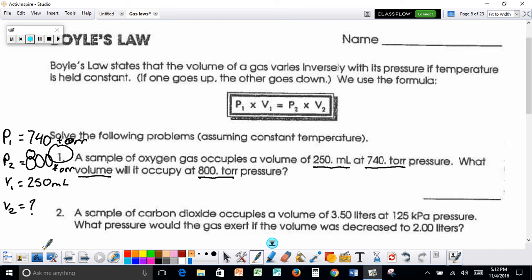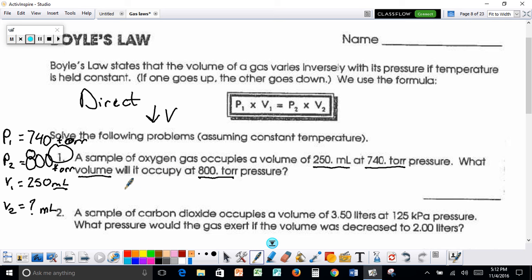Now, a couple of things that we can notice right away. One, our initial volume is recorded in milliliters, so we should expect our new volume to be in milliliters as well. And then if we remember that this is a direct relationship, we should also notice that our pressure from pressure 1 to pressure 2 increases, so we should be seeing a decrease in volume in this case. And that's just going to be something to look for mathematically at the end.